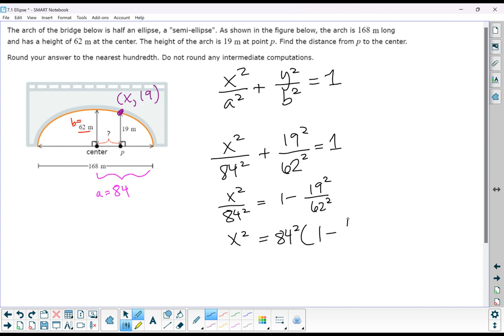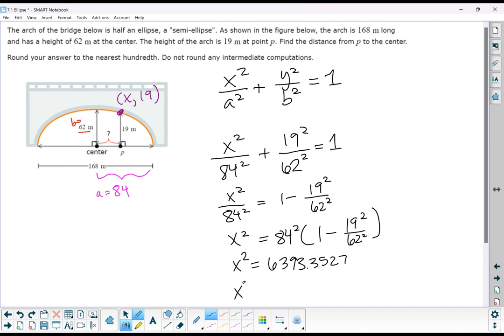Okay, 1 minus 19 squared over 62 squared. So we first subtracted and then we times by 84 squared. We can evaluate that in our calculator now. Let's see. 84 squared times 1 minus fraction 19 squared over 62 squared. And don't forget that this is not x, this is x squared. From the calculator, I get that x squared is 6,393.3527. Don't round too much on this step because we still need to take the square root.